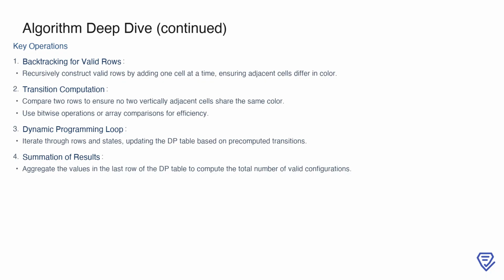The core of the solution is the dynamic programming loop, where we iterate through the rows and their states, updating the DP table based on the pre-computed transitions. Finally, to obtain the result, we sum all the values in the last row of the DP table. This aggregation gives the total number of valid configurations for the grid, completing the computation efficiently.